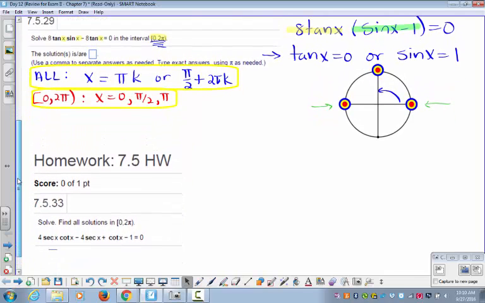So any issue with any part of that? It looks so easy when I do it.